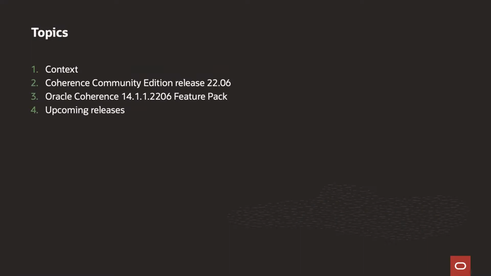I have a few topics in this presentation. First, I'd like to just go over a little bit of context that'll help understand what the 2206 feature pack patch is. Then I'll talk about the most recent release of Coherence Community Edition, that's release 2206. And then I'll go into what is contained in Oracle Coherence 14.1.1.2206 feature pack. And I'll close with just a few teasers about upcoming releases of Coherence. So with that, let's jump in.